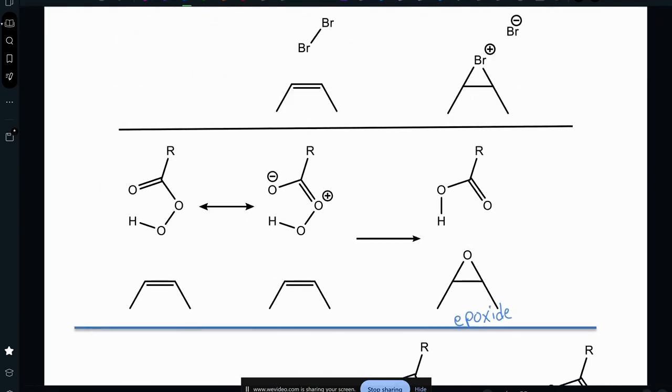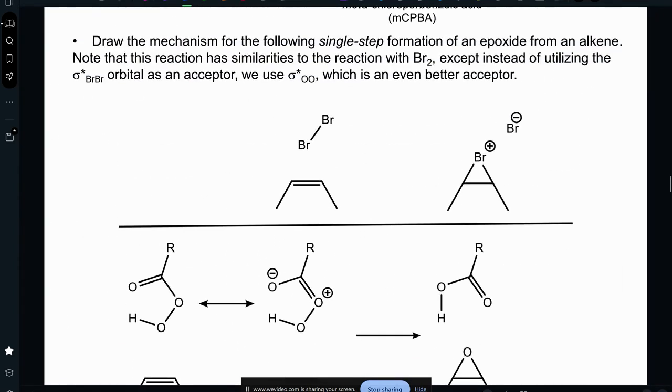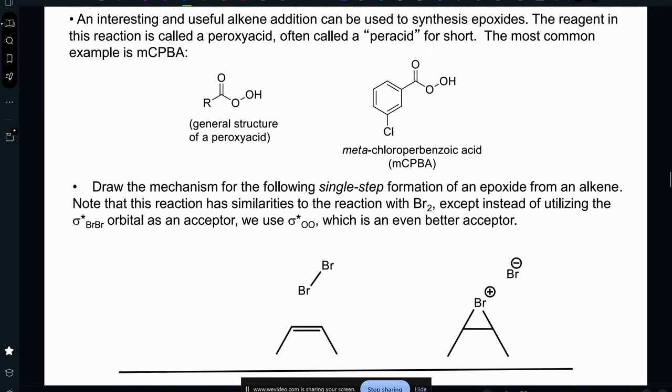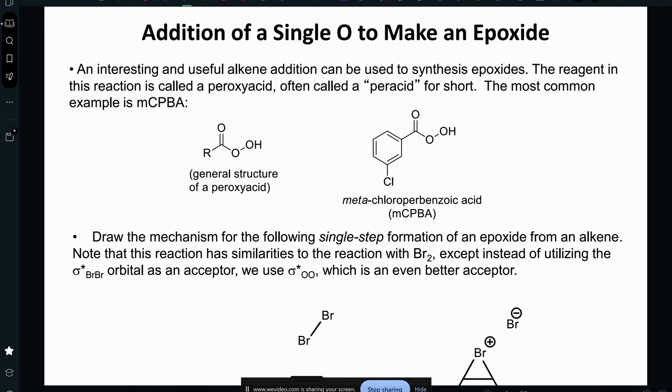And it turns out we have a way that we can make an epoxide in one step. I'll show you in a future module how you can make an epoxide in 2 steps. But this is a nice, efficient way to make an epoxide in 1 step from an alkene. And it relies on a class of reagents called peroxy acids or peracids.